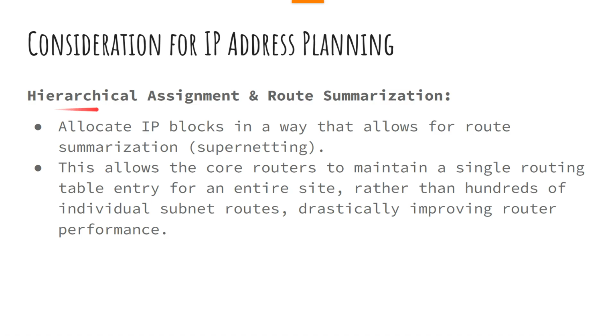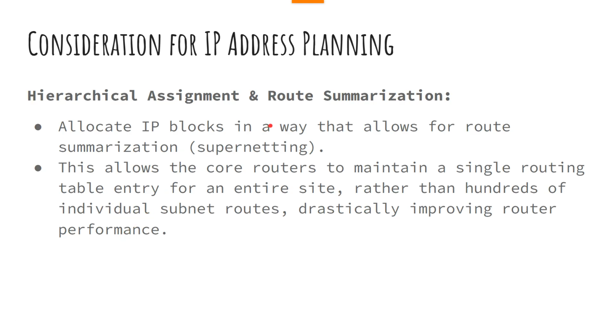First thing is hierarchical assignment and route summarization. What does this mean? Allocate IP blocks in such a way that allows for route summarization, that is supernetting. Why is this essential? This allows the core routers to maintain a single routing table entry for the entire site rather than hundreds of individual subnet routes, which drastically improves the router performance.